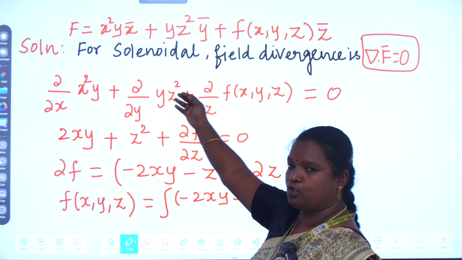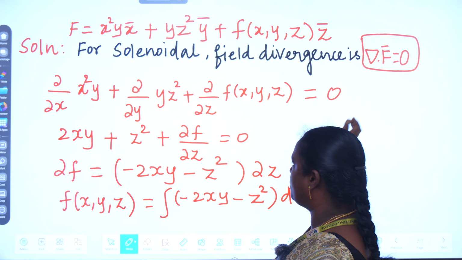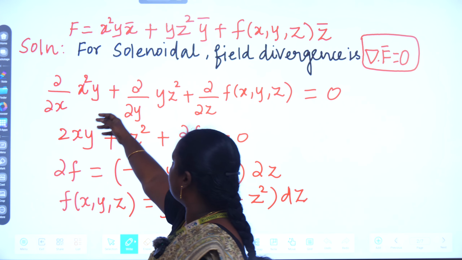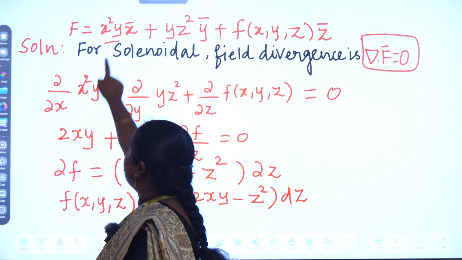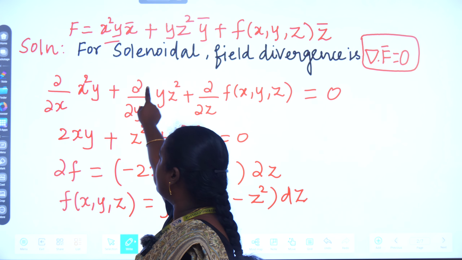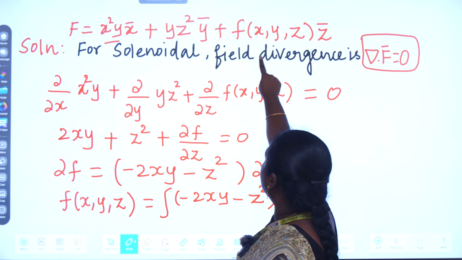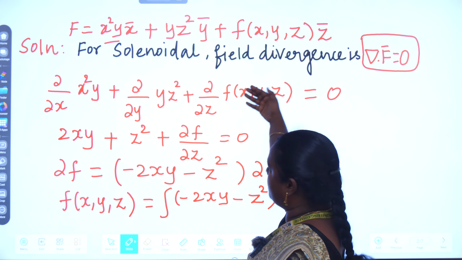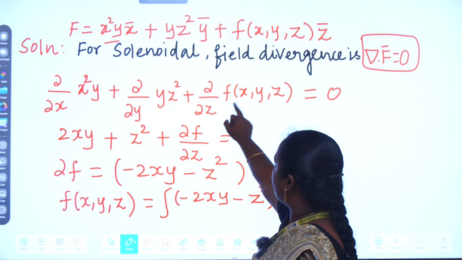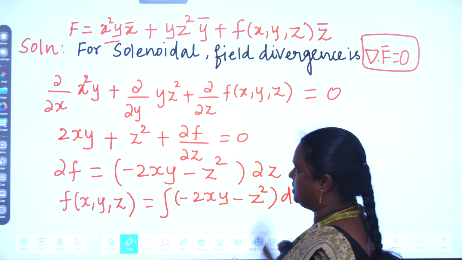∂/∂x + ∂/∂y + ∂/∂z equal to 0. So ∂/∂x into, what is the x vector magnitude of this x vector? It is x²y, plus ∂/∂y into, with respect to y, it is yz². What is f of x comma y? It is not given, so write as directly. So ∂/∂z of f of x, y, z, which is equal to 0.